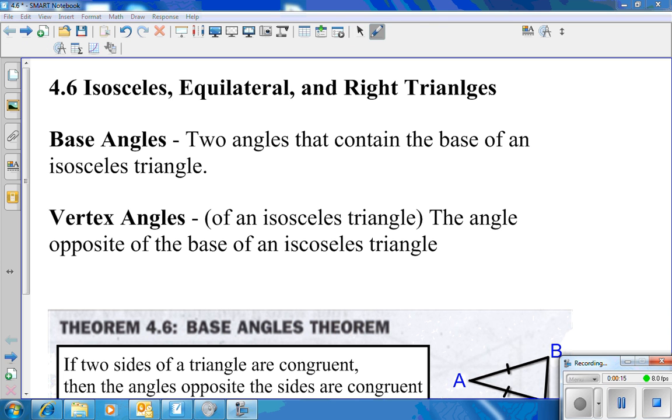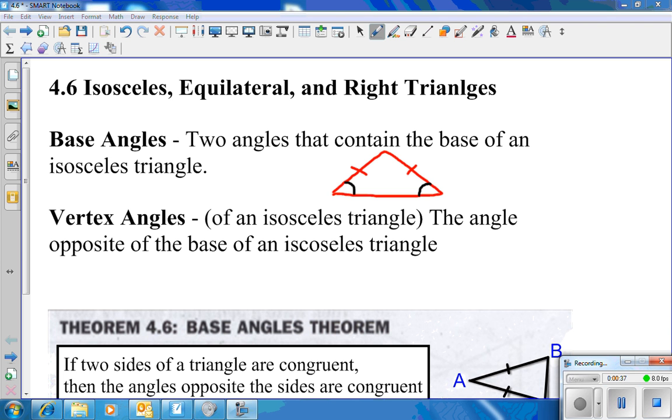And remember the other day we talked about isosceles triangles? An isosceles has at least two sides that are congruent. And the base angles are the angles that connect the legs of the isosceles triangle with the base. The base angles on an isosceles triangle will always be congruent. They're always going to be the same measurement.